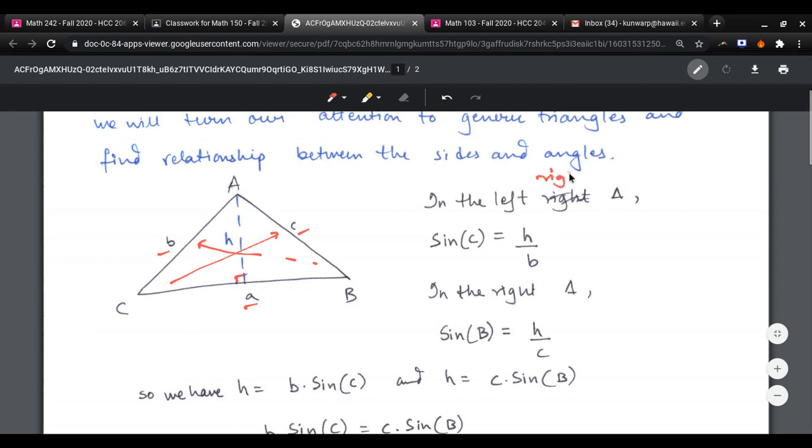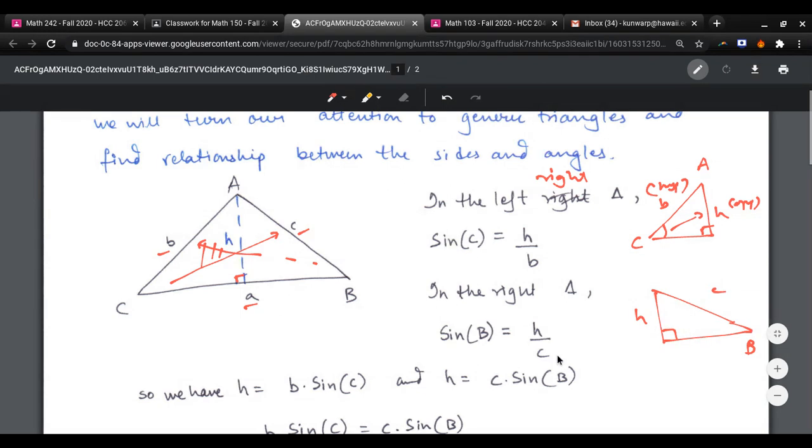In the left right triangle, that's this one, right? This is what I have. There's a 90 degrees. This is H and this is B, and this is angle C. So sine C is going to be opposite over hypotenuse, so H over B. In the right triangle, that's angle B. This is H and C. So sine B is going to be H over C.